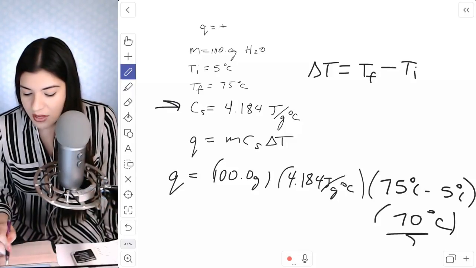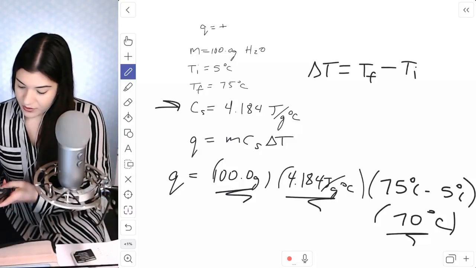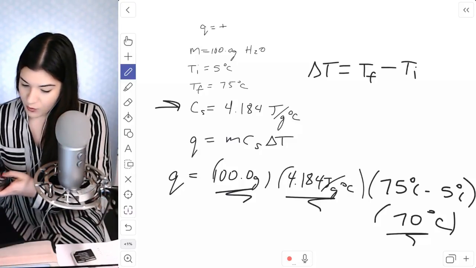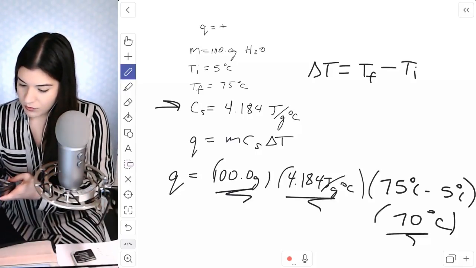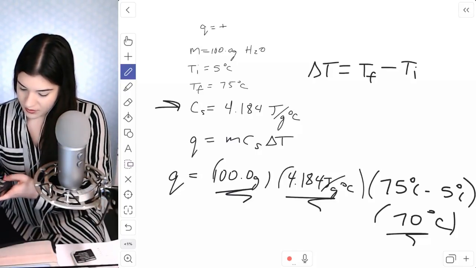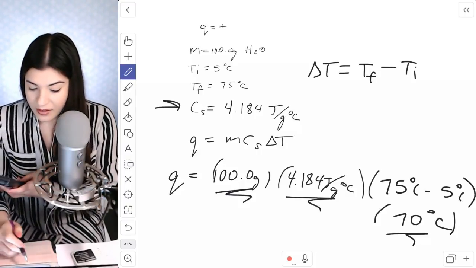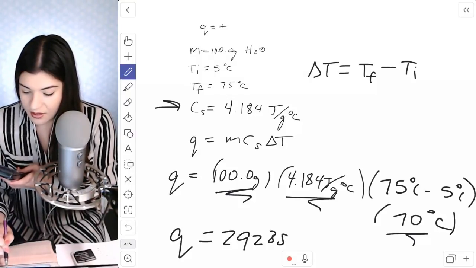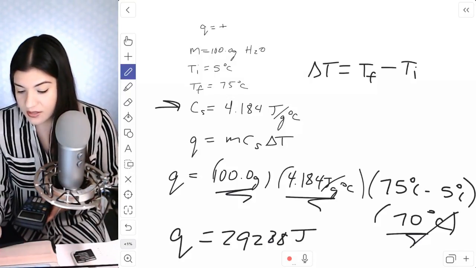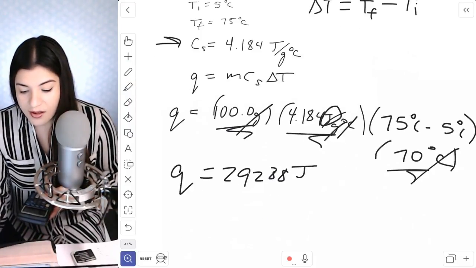So I'll multiply all these values together. And then that'll give us our heat. So 100 times 4.184 times 70. Oh, let me do that again. Okay. This gives us a very large value. So 29,288 joules. You'll see that Celsius cancels. Same with the grams. And we're just left with joules.